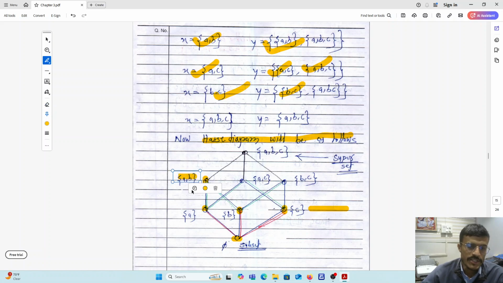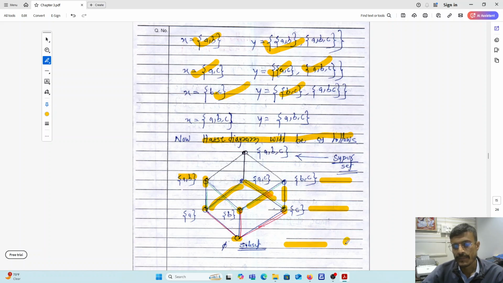Okay, so AB is a superset of A, B and phi. This AC is a superset of A and C. Then this BC is a superset of B and C. And all these AB, AC and BC are not supersets of each other. They are not subsets of each other. So that's why they are located at the same level.